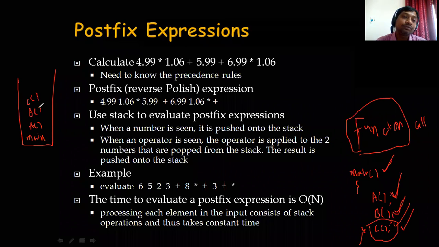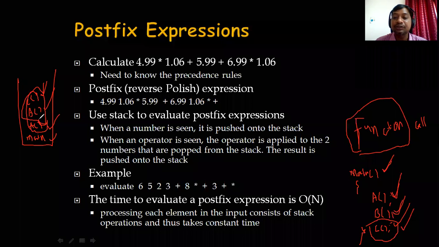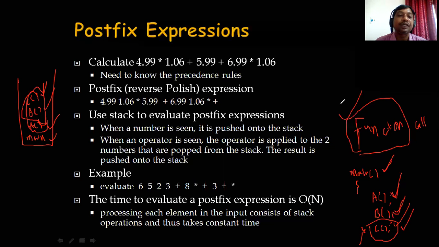Now see, the most recently called function is c. It will be executed first, then b, then a, then finally main. Why? Because main calls these routines. Only when these routines finish executing will main exit. Otherwise, it will wait until they are completed. This is how the function call mechanism is implemented in any programming language by using stacks.